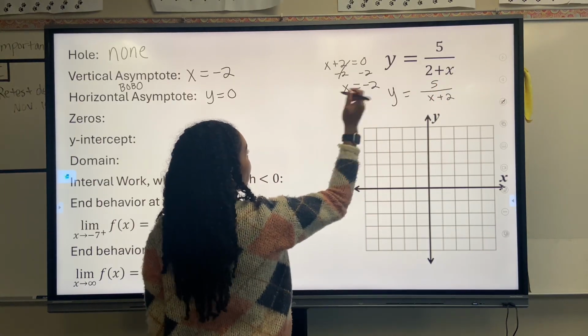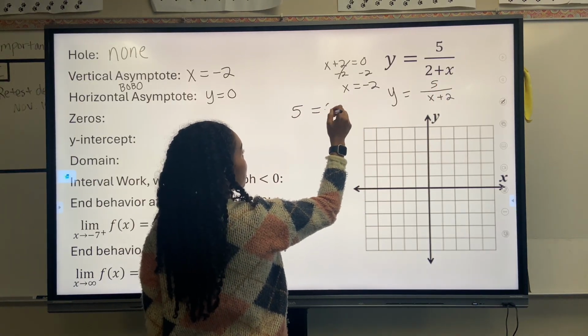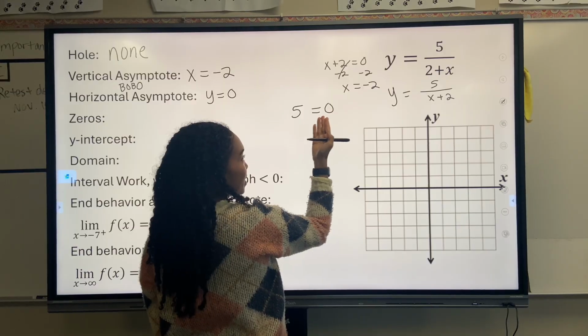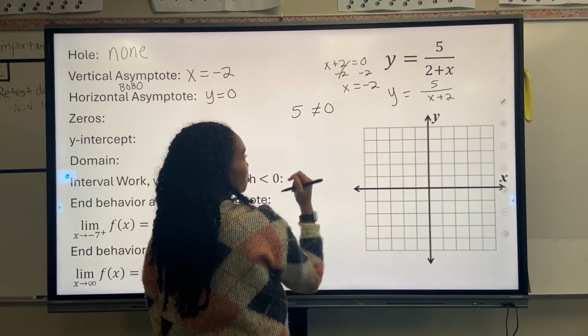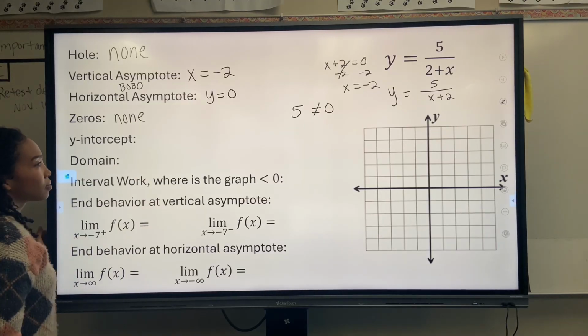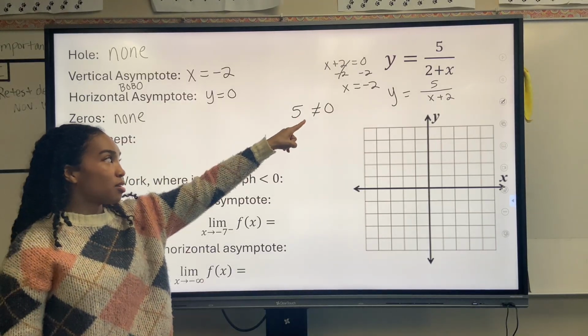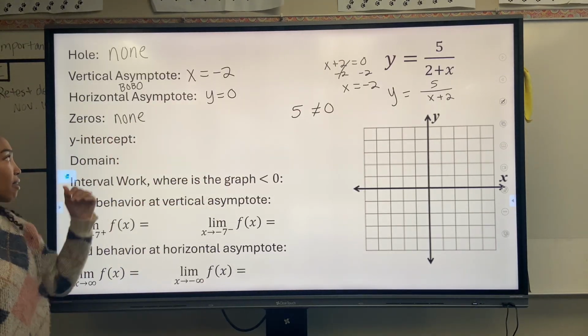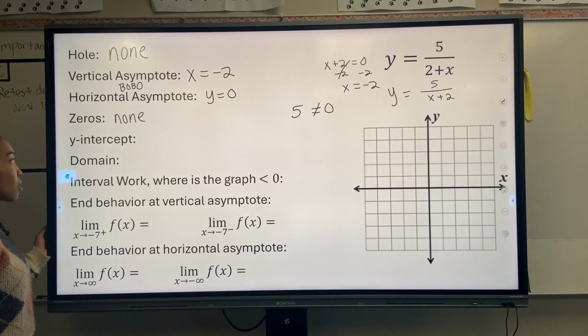To find your zeros, you set the numerator equal to 0 and solve. So your numerator is 5. You set it equal to 0. But when you do that, it doesn't make any sense. 5 does not equal 0. So that means you do not have any zeros. When you set the numerator equal to 0, it didn't make sense. So we do not have any zeros.